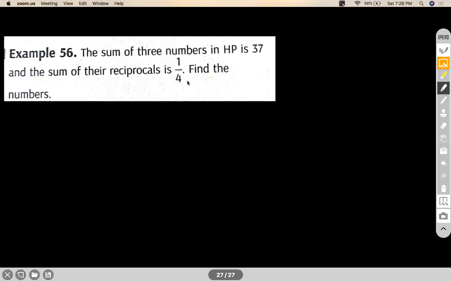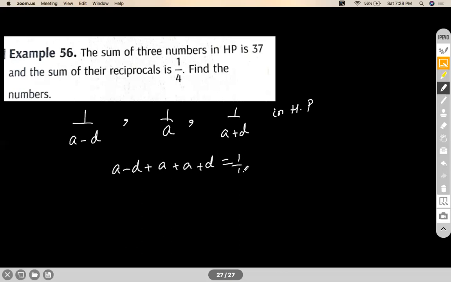Very good, Aditya. Let's discuss this, guys and girls. Last question for the day. See, the sum of three numbers in HP is 37, and the sum of the reciprocals is 1/4. So let's say I take these numbers to be in HP. First of all, what is given? The sum of the reciprocals is 1/4. So A minus D plus A plus A plus D is equal to 1/4. That means 3A is 1/4. That means A is 1/12.